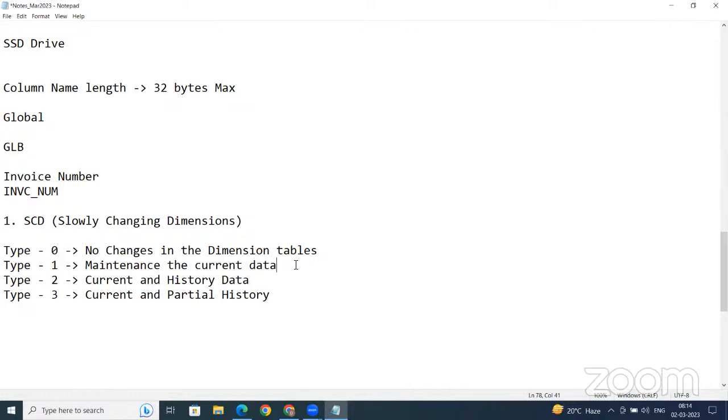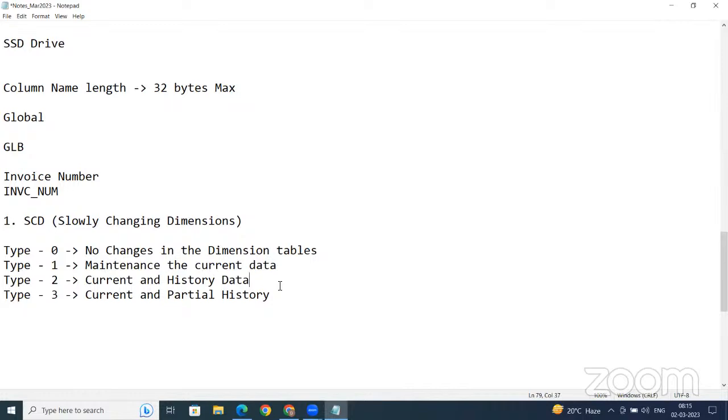And here we have type 2 dimension table. So what is meant by type 2? Here current and history both are maintained. Okay, so in type 1, there is a disadvantage. What is the disadvantage? Can anyone of you tell me in type 1? You lost the history. Yeah, correct. We are losing the history data. But in type 2, we'll be considering current as well as history.